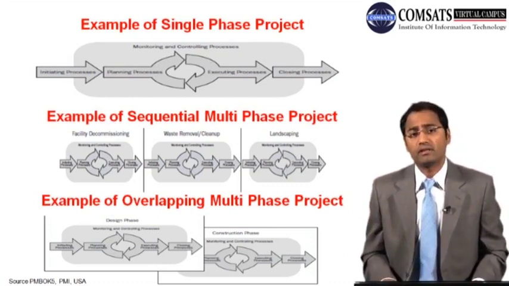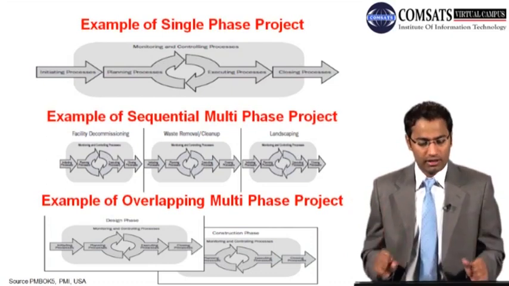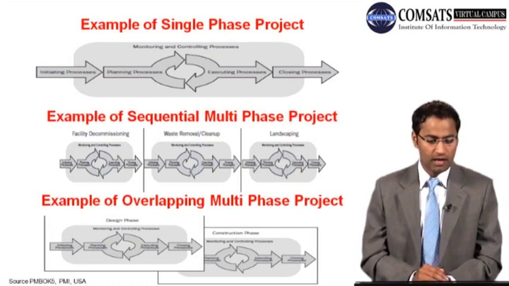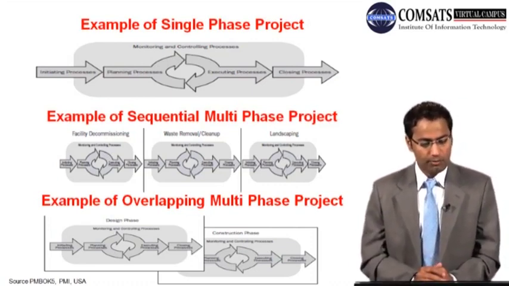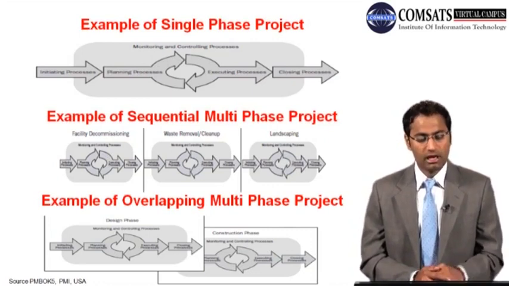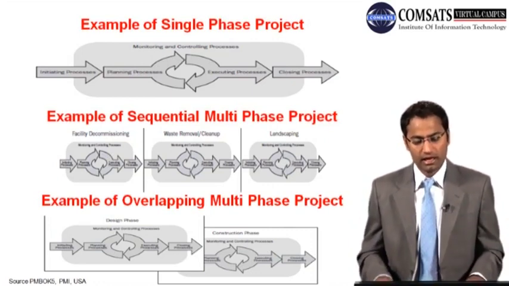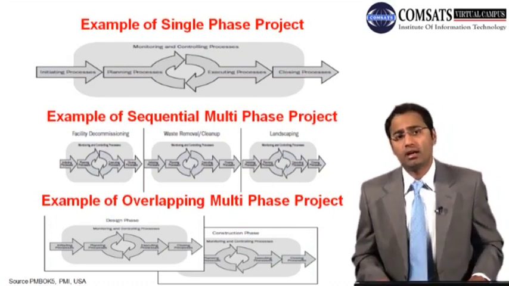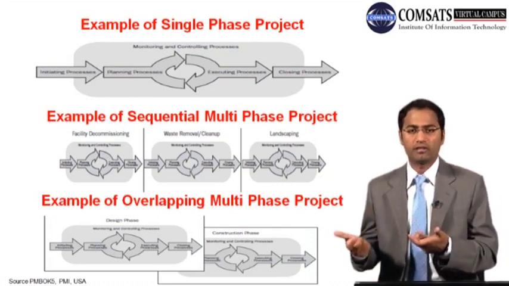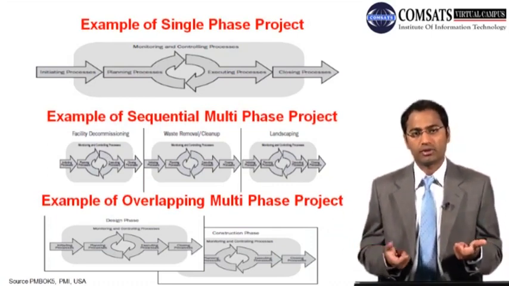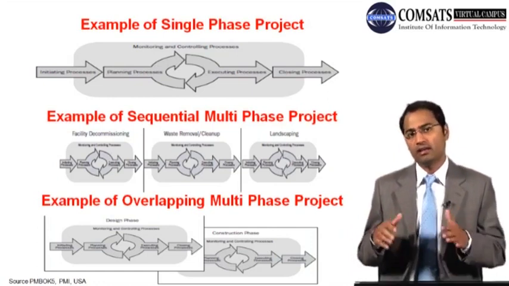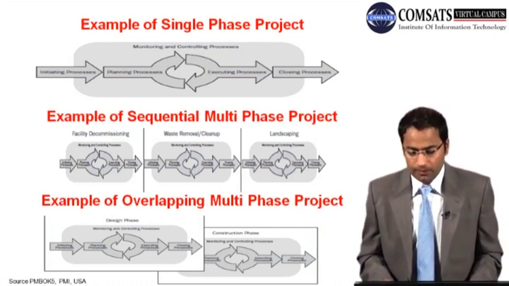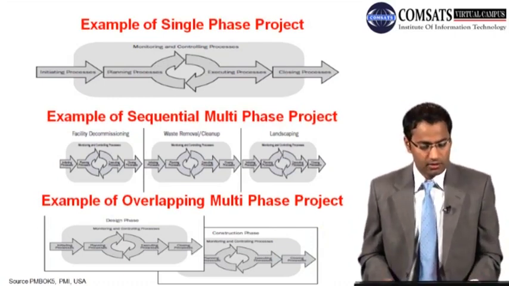There were three phases in that project, and the sequential arrangement is there. This diagram is taken from the PMI PMBOK. Let's say the first phase is facility decommissioning, then waste removal and cleanup, and then landscaping. The preceding phases may be constructing the substructure, then constructing the superstructure, then finishing, and then handing over. So you may add or delete phases as per your need.